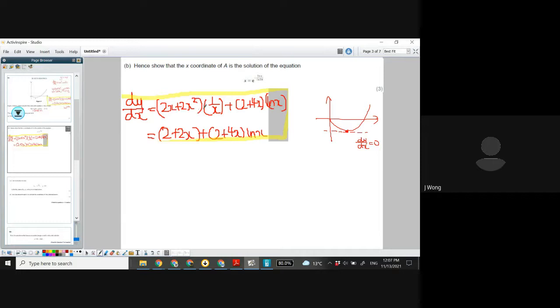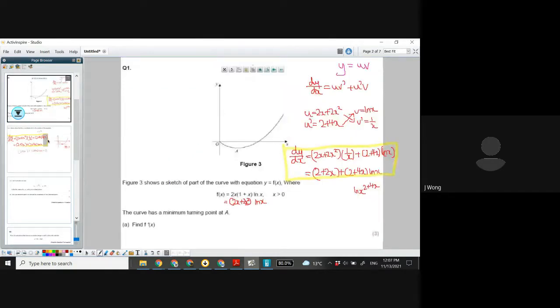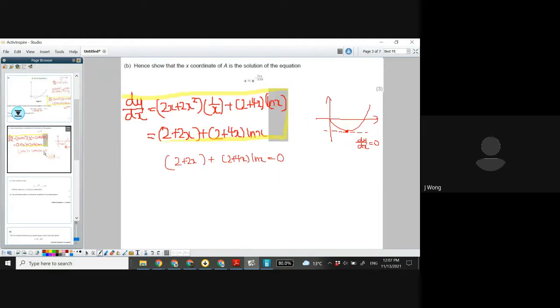I'll go with the most simple version here, which will be 2 plus 2x plus (2 plus 4x) ln x equals 0. And then I'll just rearrange. Let me see. Why is it so weird? No problem. Okay, I misread this. Okay, so carry on.